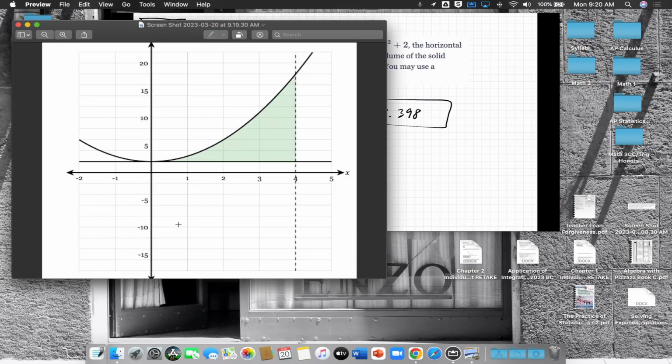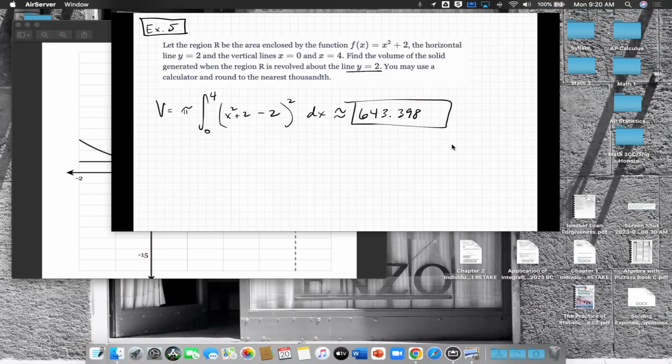The bounds are the lines x equals 0 and x equals 4. So 0 to 4. And when you put all that in your calculator, you get 643.398.